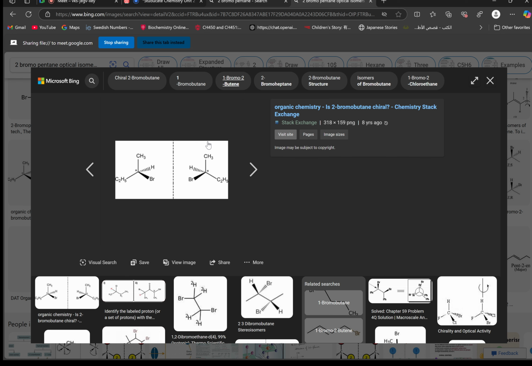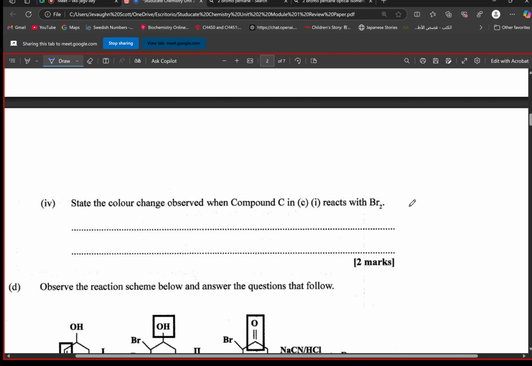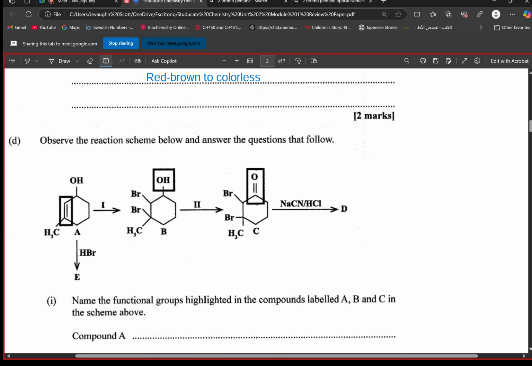State the color change observed when compound C reacts with bromine. Compound B and compound C are both alkenes, right? So what is the color change when we react bromine with an alkene? What happens? It decolorizes, right? It changes from dark brown or red brown to colorless. Moving onwards now. We haven't even completed number one.